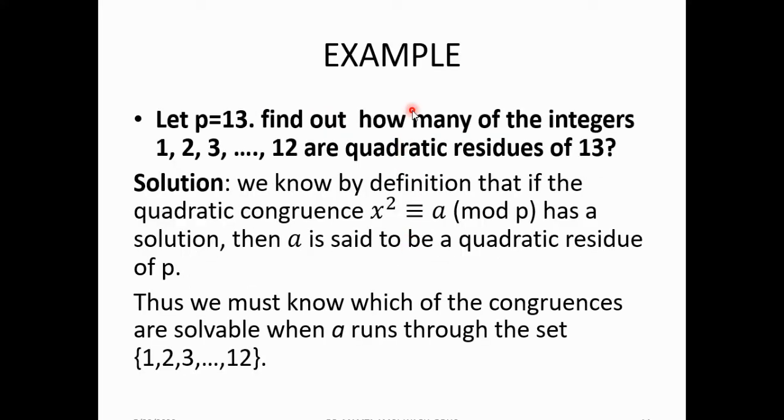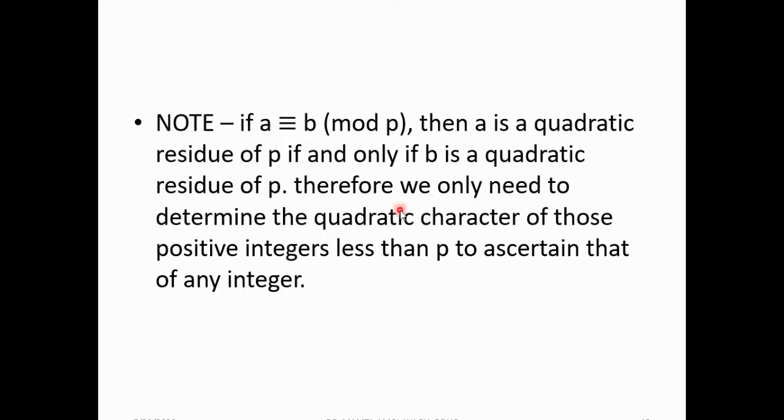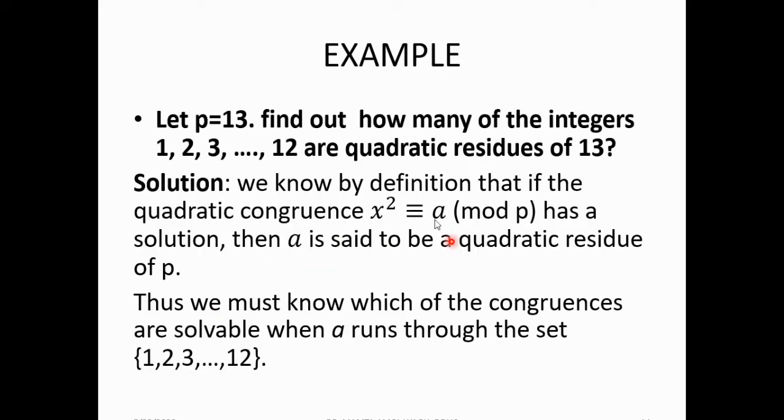Now let's see this example. Let p be 13. Find out how many of the integers 1 to 12 are quadratic residues of 13. Here we were saying that we only need to determine the quadratic character of those positive integers less than p. So here we are taking 1 to 12 only. So how many of these integers are quadratic residues of 13?